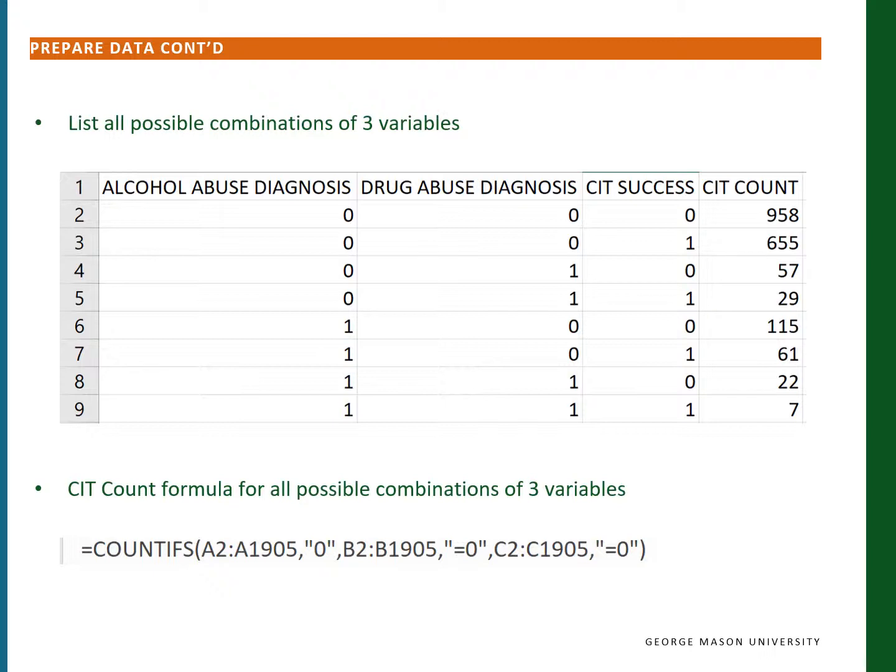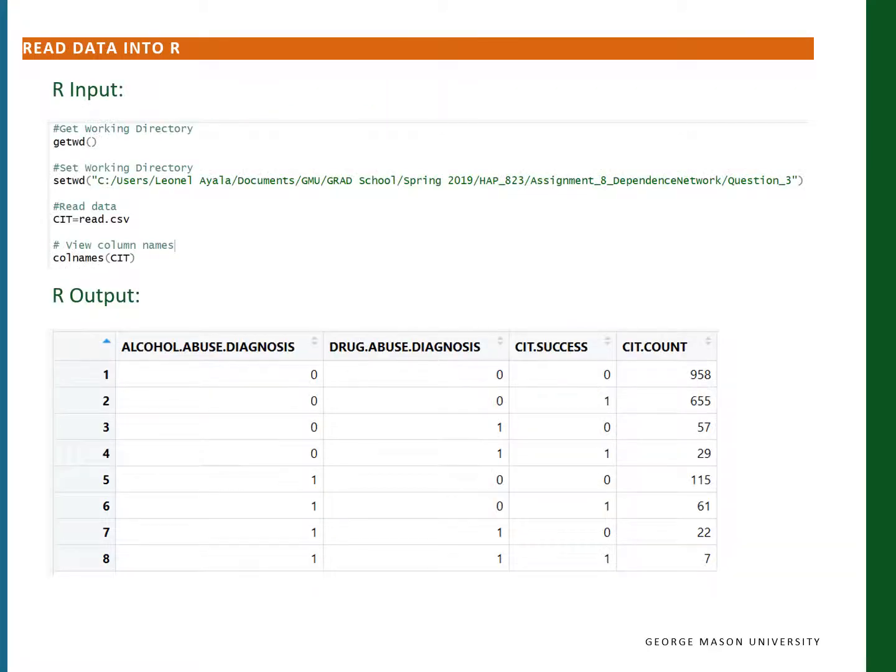Next, list all possible combinations of 3 variables. The first screenshot shows you the output with the 3 variables and the CIT count. The second screenshot shows you the count formula. Make sure to save that table as a CSV. It will then be read in R.